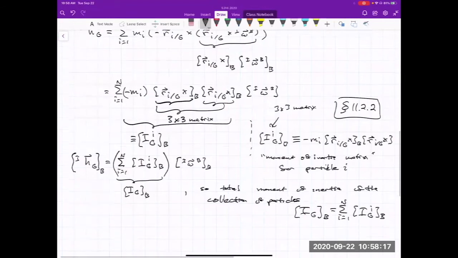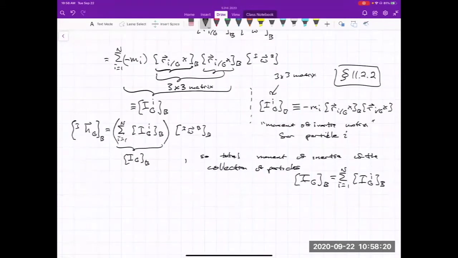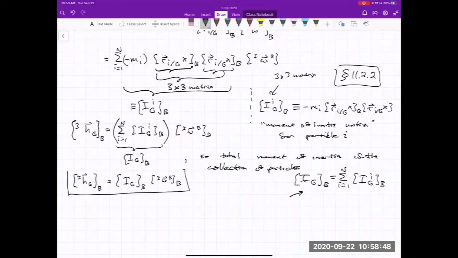Okay. So then we're left with I_H_G, the angular momentum, written in terms of the B frame, equals a 3x3 matrix, right? A sum over here, this sum of 3x3 matrices is also a 3x3 matrix. And then this is times the angular velocity written in the B frame. So we have what we were looking for up above.